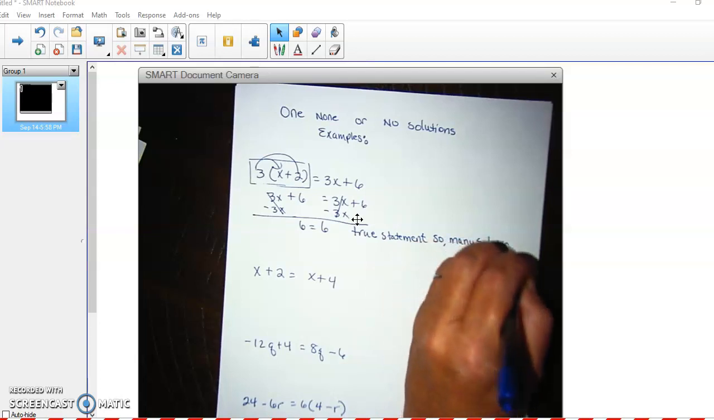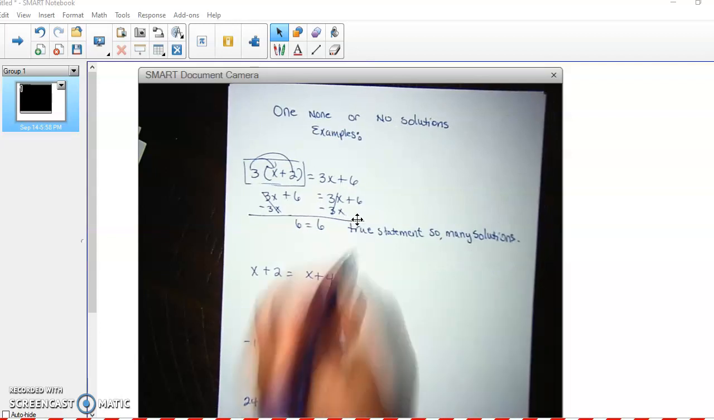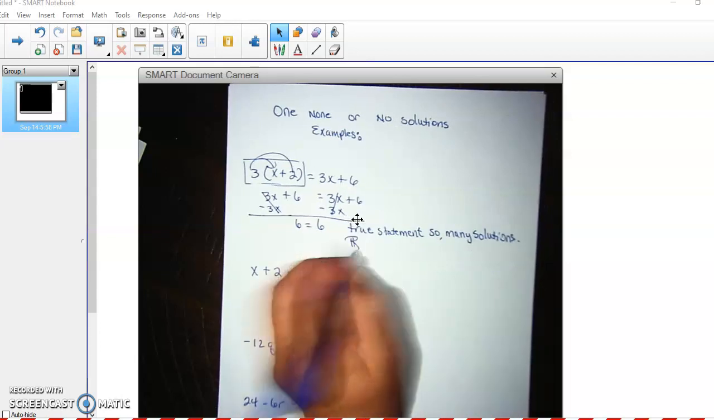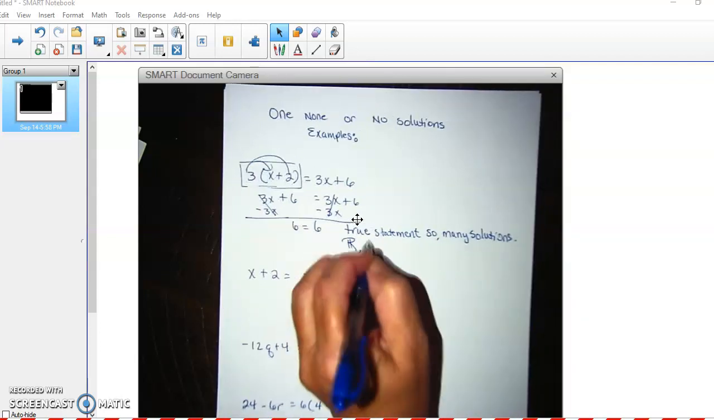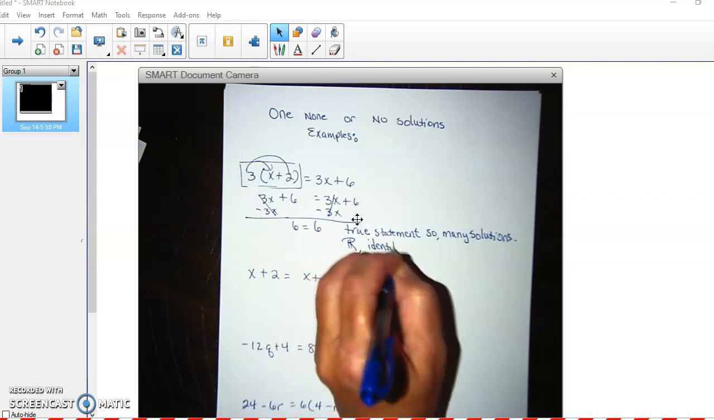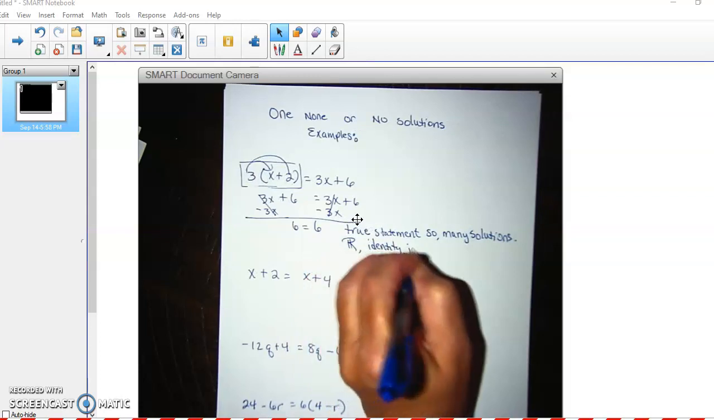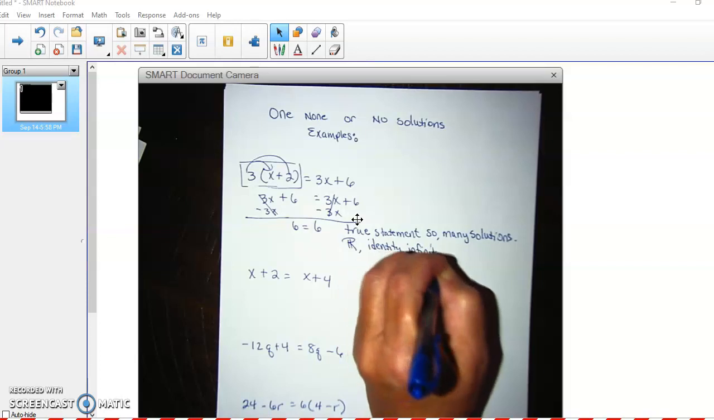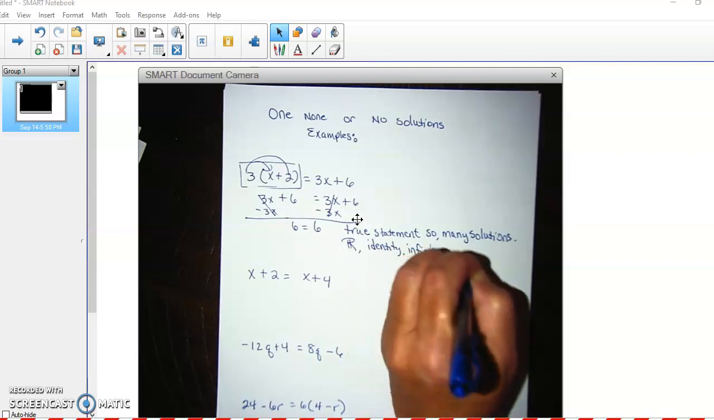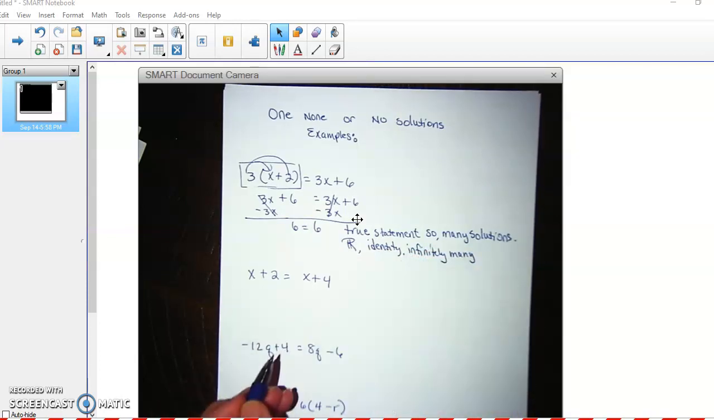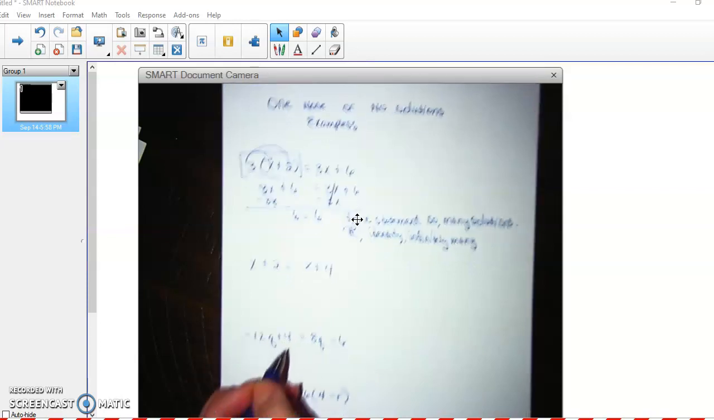Notice it doesn't say x equals or whatever. So many solutions. Sometimes we use the symbol all real. We can say identity, infinitely many, and so on. Okay, many solutions. Okay, so now let's look at the next one.